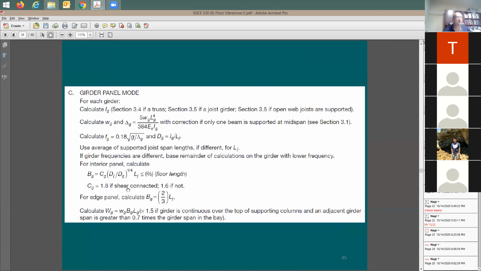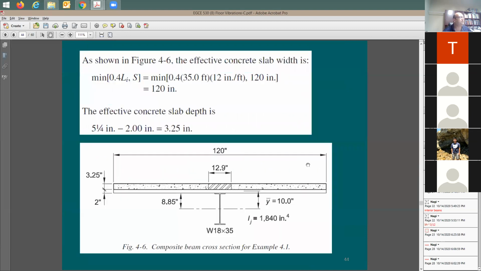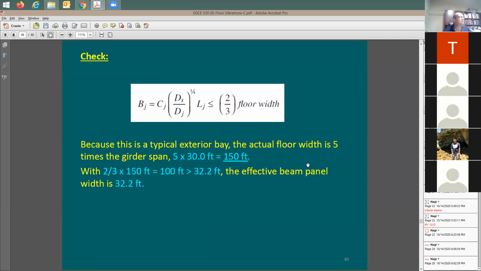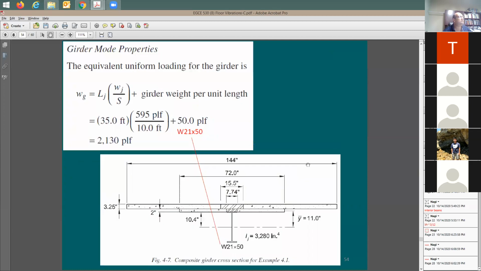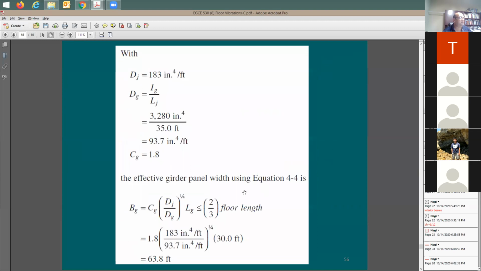If it's going to be shear connected, 1.8. If it's going to be top flange connected, it's going to be 1.6. So in our standard business of connecting beams to girders, we use shear tabs. So it's going to be shear connected. So you use C sub G of 1.8. Here is the 1.8 factor, which was used in this case.